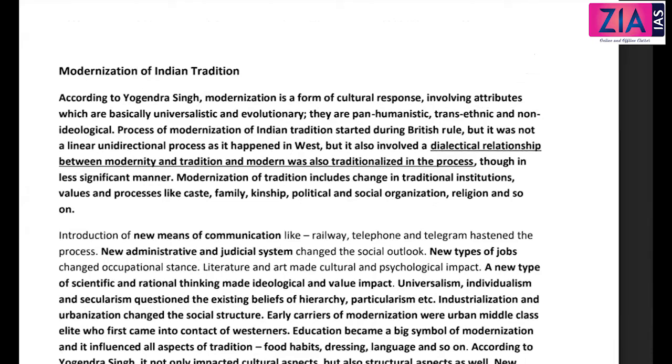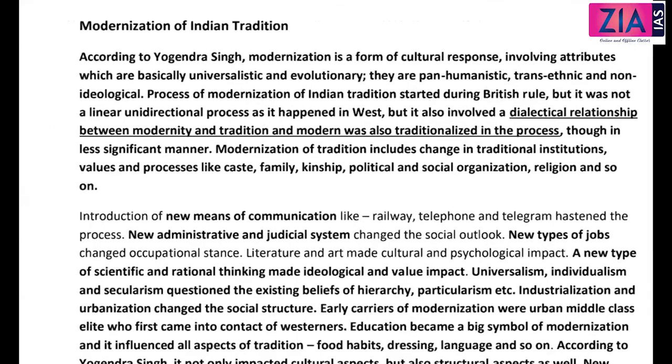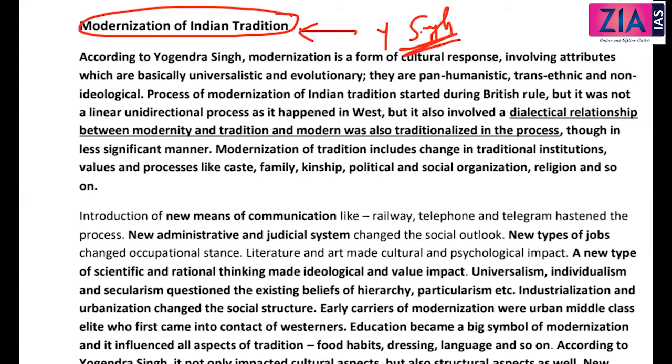Okay, guys. So we will start with this topic, modernization of Indian tradition. It's a very simple topic. You just need to compare the modern elements with the traditional elements. Okay. So here, if you see this question, this is something which can be asked in general, modernization of Indian tradition, or it can be asked specifically as Yogendra Singh's idea of modernization of Indian tradition.